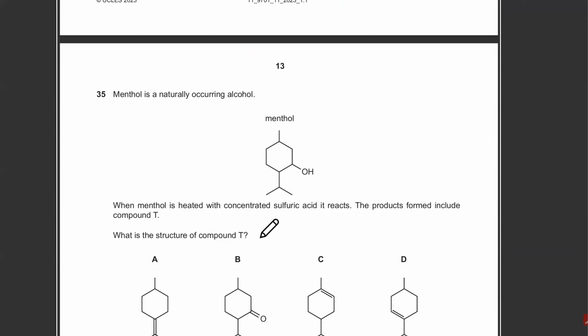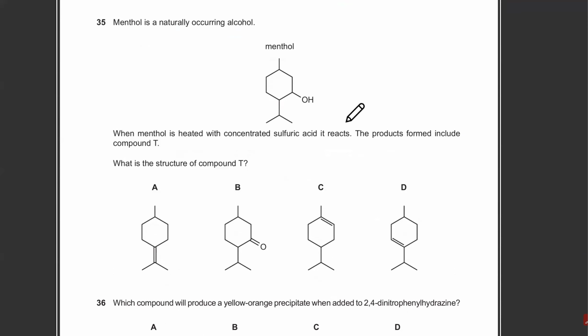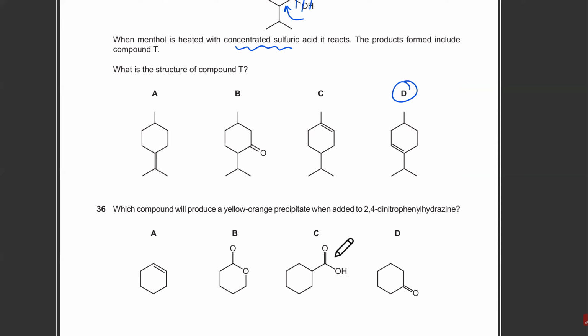Methanol is a naturally occurring alcohol. When methanol is heated with concentrated sulfuric acid, the sulfuric acid dehydrates it. The products formed include compound T. What is the structure of compound T? It should have a double bond, so it's not B, and it's not A either. It's D, because the double bond is going to be at this point or over here. Left and right are kind of the same.